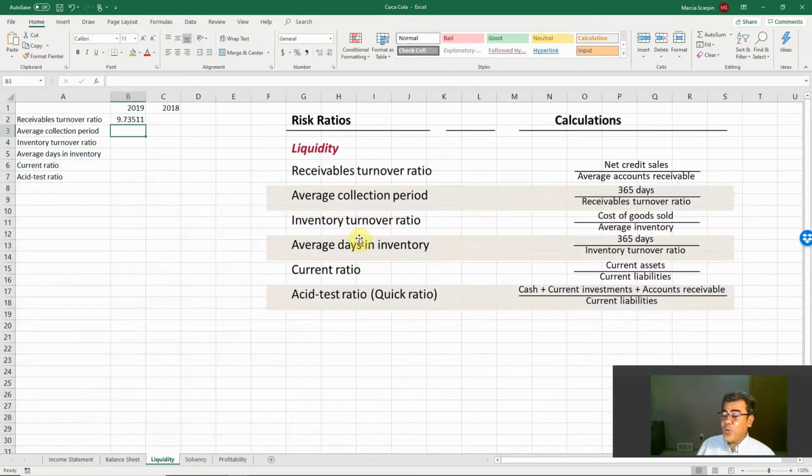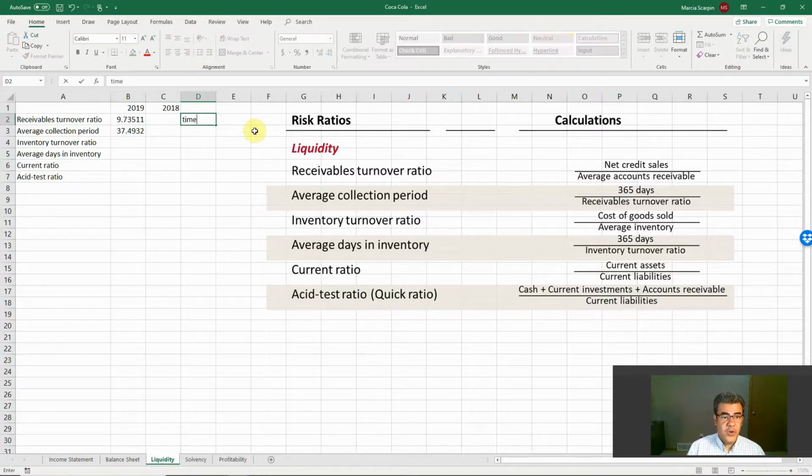So Coca-Cola received their accounts receivable almost 10 times per year. So the average collection period will be between 1 and 2 months, a little bit more than 1 month. So let's do it. 365 divided by turnover. 37 days. So here, average turnover rate. When we talk about turnover, we are talking about times. How many times? When we are talking about period, we are talking about days.